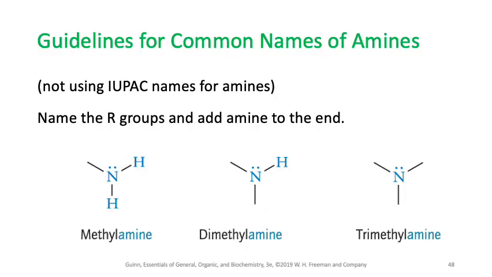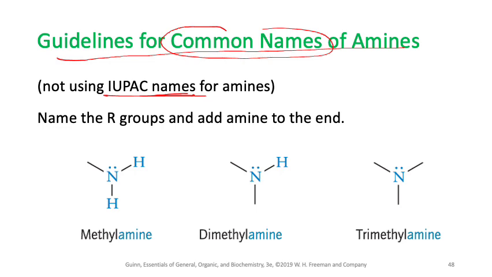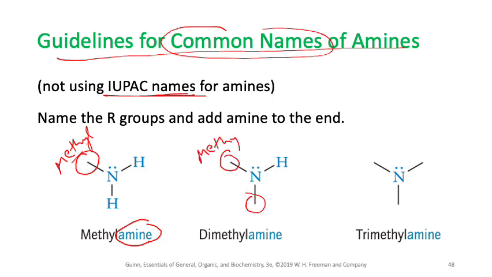Now let's learn how to name an amine, which is the common name. We're not going to use the IUPAC name for amines, we are just going to learn the common name. So how you normally name an amine: you just write the name of the alkyl group attached to the nitrogen, and the ending should be amine, because you're talking about an amine. So with one R group, you have methylamine. Now you have 2 R groups and both of them are methyl.